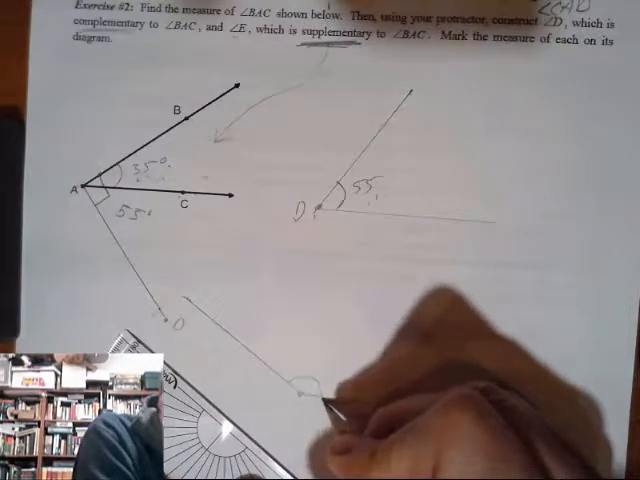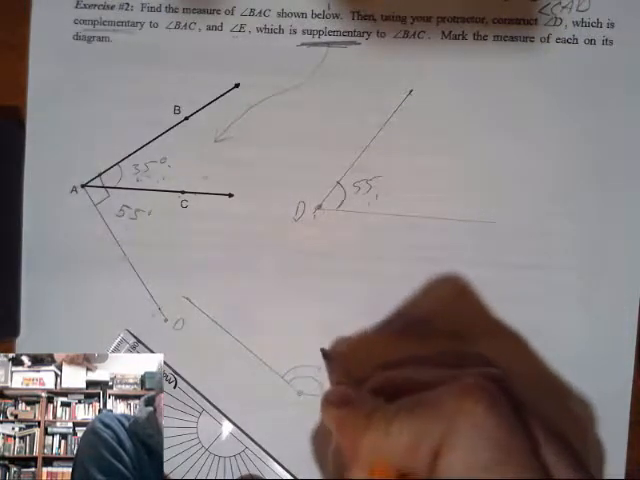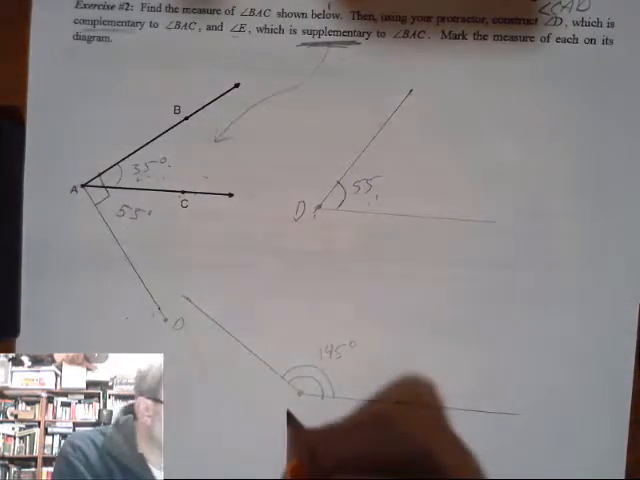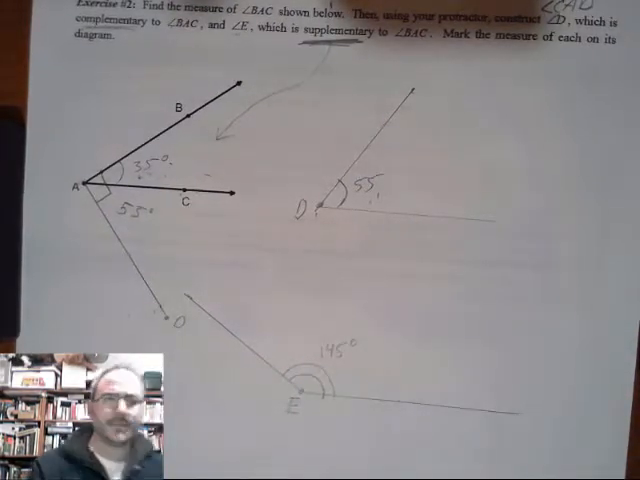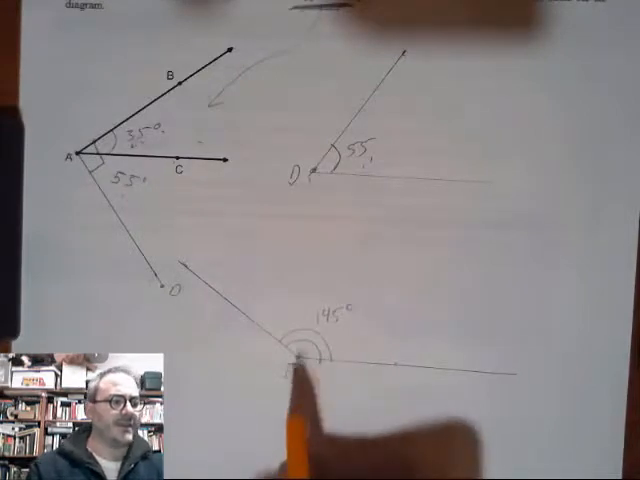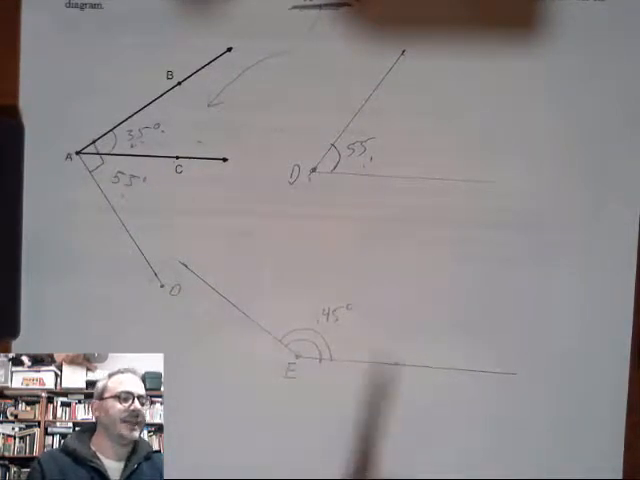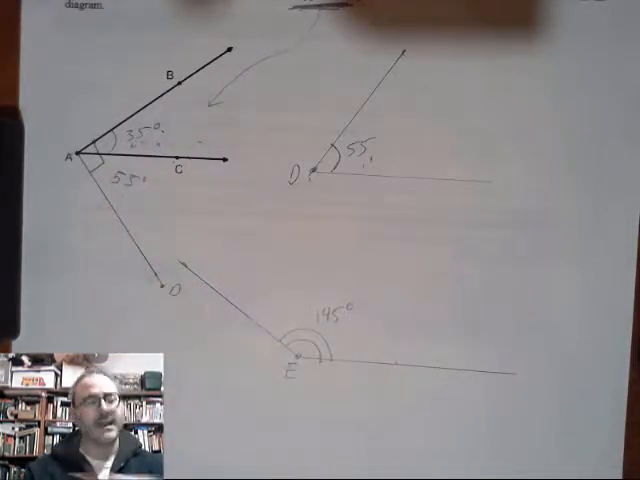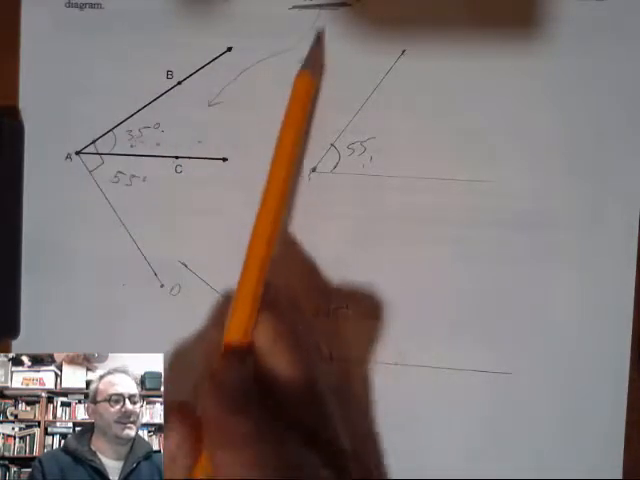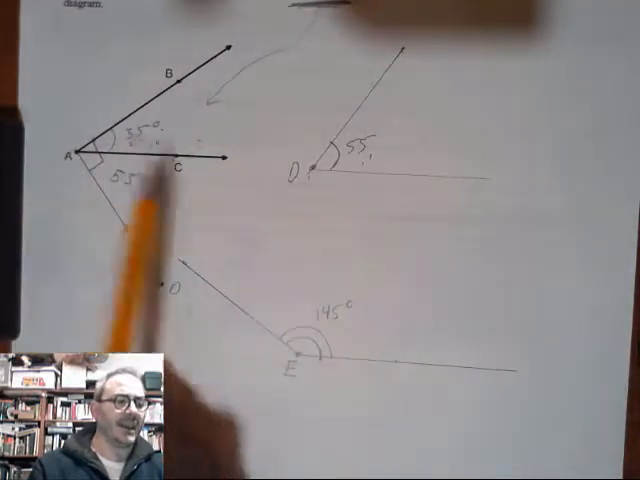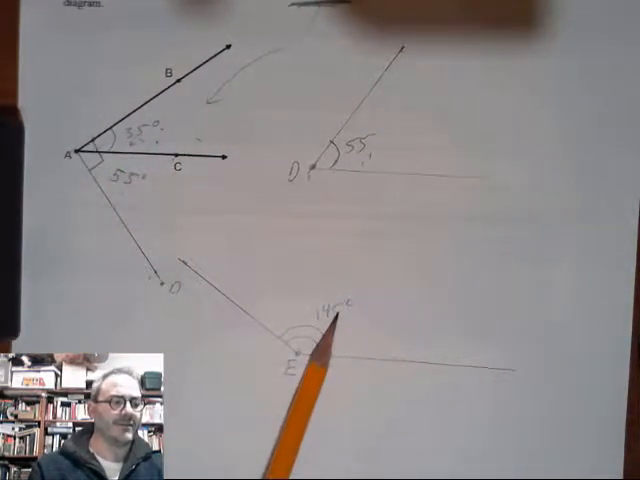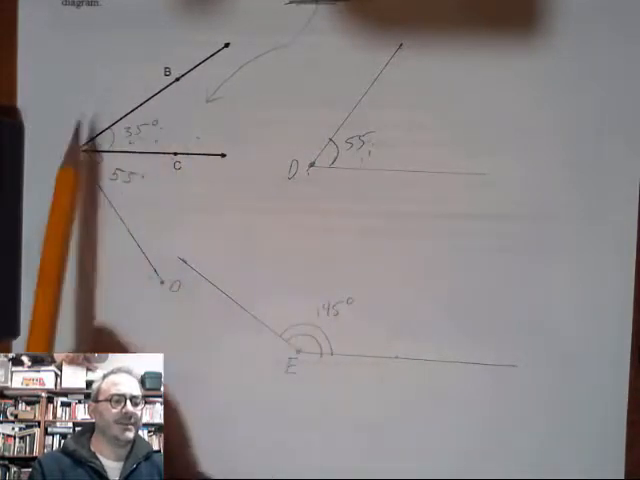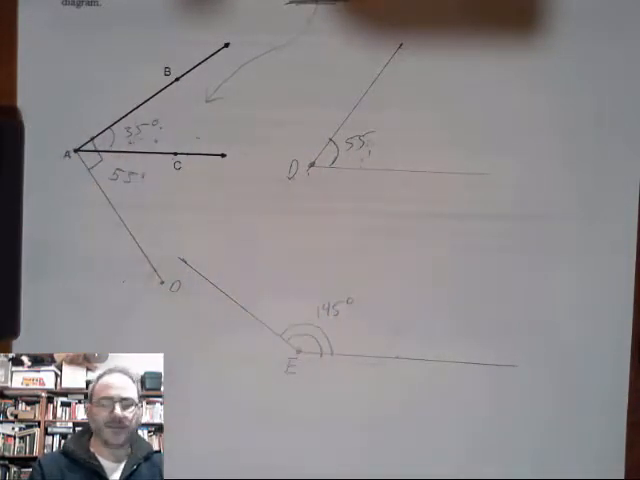This angle here is 145 degrees. And I have to call it angle E, right? If this is point E, then this is angle E. That's 145. 145 plus 35 equals 180. Angle E is supplementary to angle BAC. They add up to 180. Angle D is complementary to BAC because 55 and 35 add up to 90.